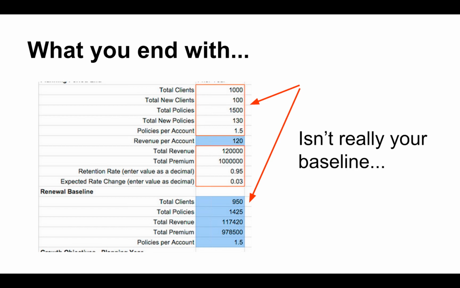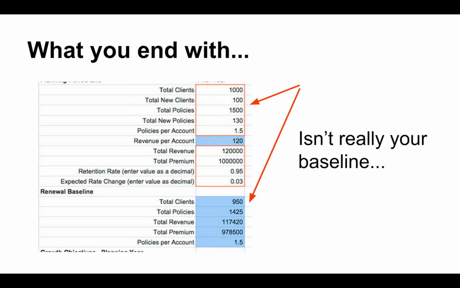And that's because what you end the year up with really isn't your baseline, right? You may gain a little bit because some of your carriers may do some rate increases. You may lose some business because people move, or their brother-in-law goes into insurance, or your insurance company non-renews them or whatever. So there's some attrition. This mock agency, we just plugged in 95% as a retention number.